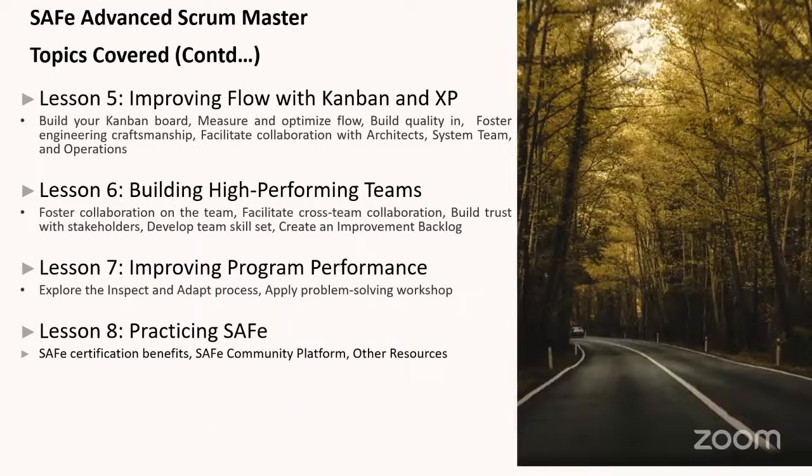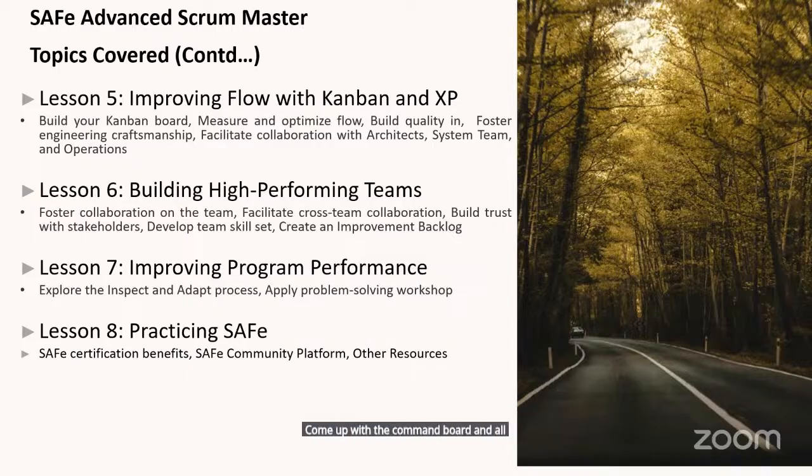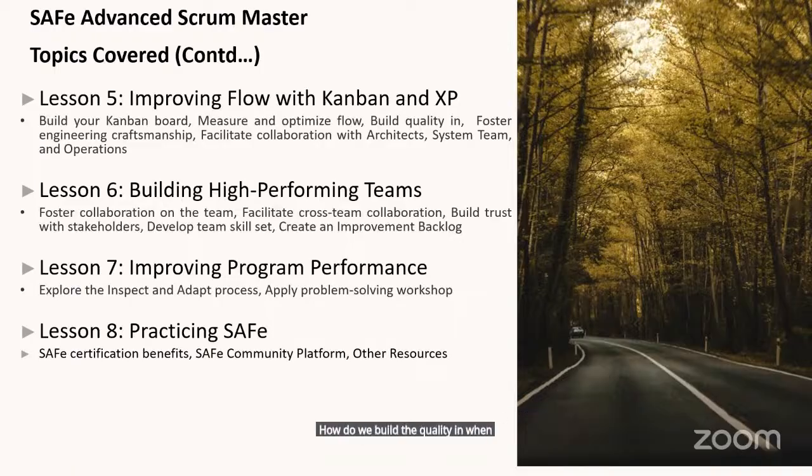Lesson 5, here we focus on improving flow with Kanban and XP. XP is extreme programming. So we build the Kanban board. How do we come up with the Kanban board and all we discuss? How do we measure and optimize flow? How do we build the quality in when we develop the product? And how do we foster engineering craftsmanship and things like that? We also ensure collaboration between the architects, system thinkers, system teams, operations, and other members.